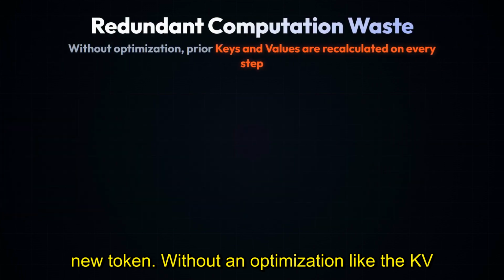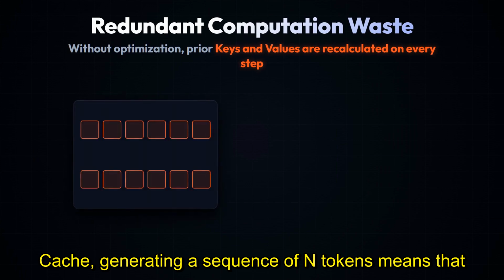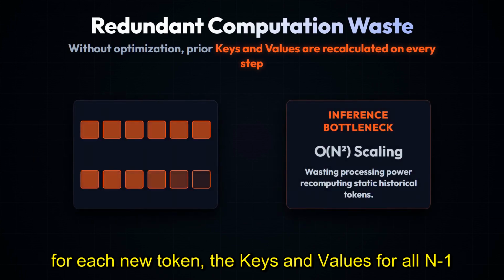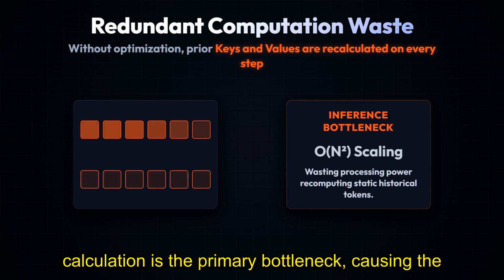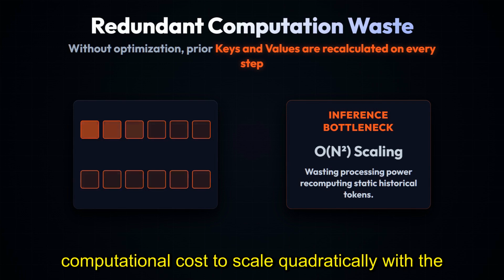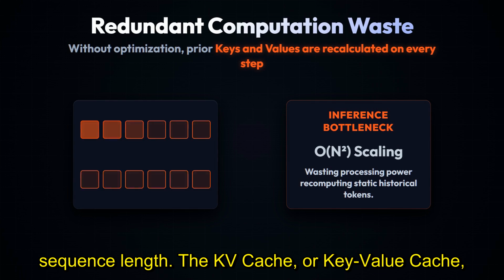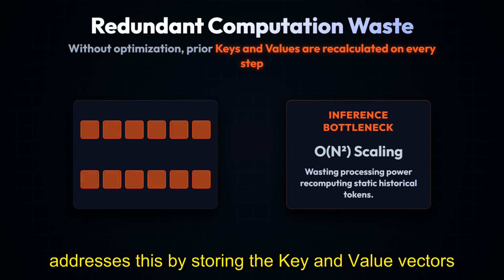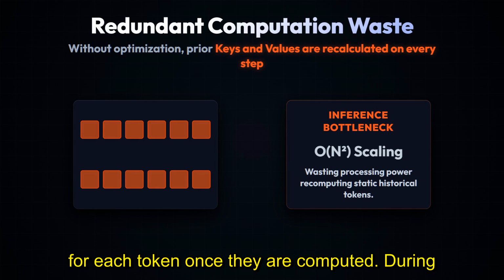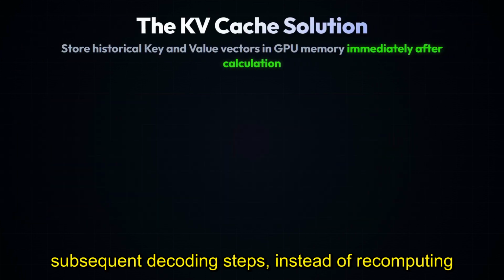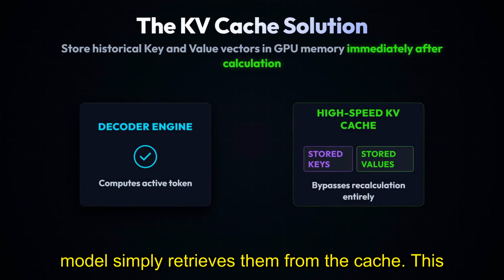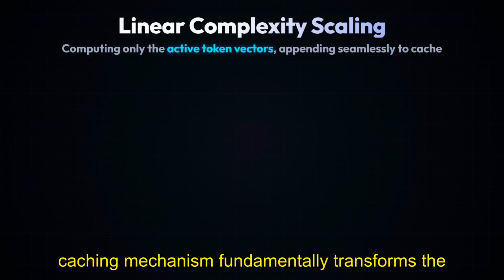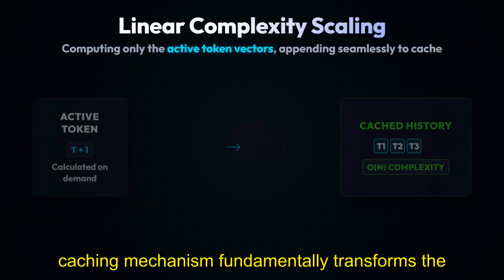Without an optimization like the KV cache, generating a sequence of n tokens means that for each new token, the keys and values for all n-1 preceding tokens are recomputed. This redundant calculation is the primary bottleneck, causing the computational cost to scale quadratically with the sequence length. The KV cache, or key-value cache, addresses this by storing the key and value vectors for each token once they are computed. During subsequent decoding steps, instead of recomputing these vectors for previously processed tokens, the model simply retrieves them from the cache. This caching mechanism fundamentally transforms the computational complexity.